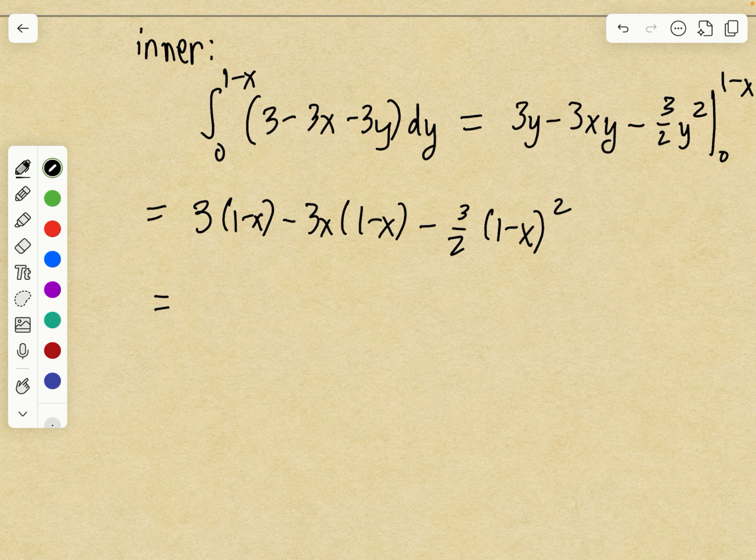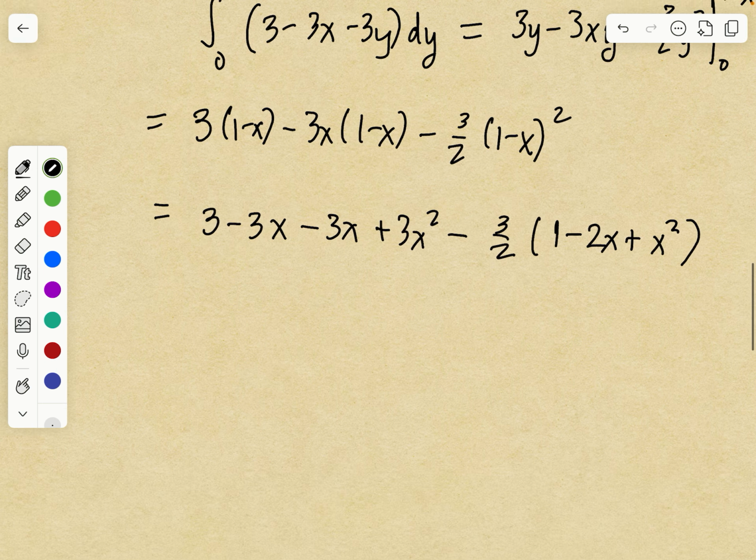Now we have to integrate this with respect to x. And to do this, this is going to be kind of time consuming because we have to distribute the whole thing. There isn't really a shortcut. So it's going to be 3 minus 3x minus 3x plus 3x squared minus 3 halves, and then this is going to be 1 minus 2x plus x squared.